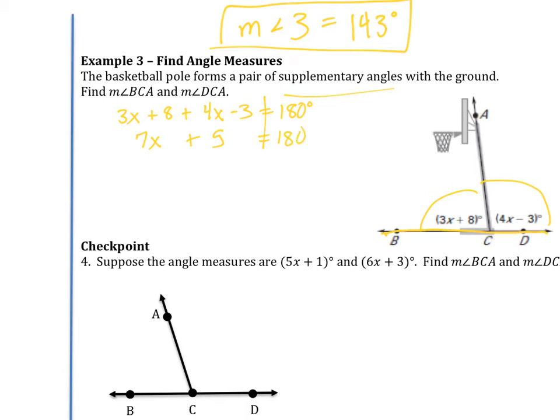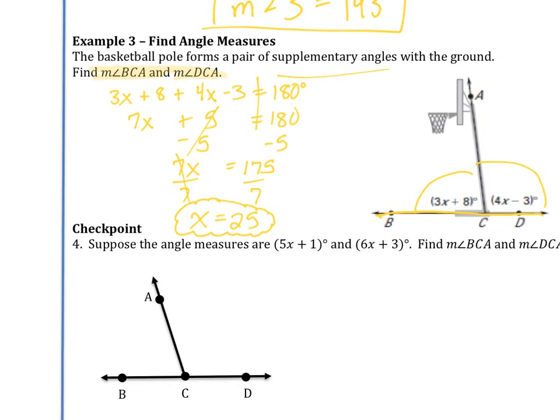Now we're trying to get x alone. So you have to get rid of the plus 5. And it's 7x equals 175. And lastly, divide by 7. x equals 175 divided by 7, which is 25. So I want to put a cloud around this because I'm not done. The directions say to find the measure of these two angles. So if you want to find the measure of those two angles, you have to plug in x.